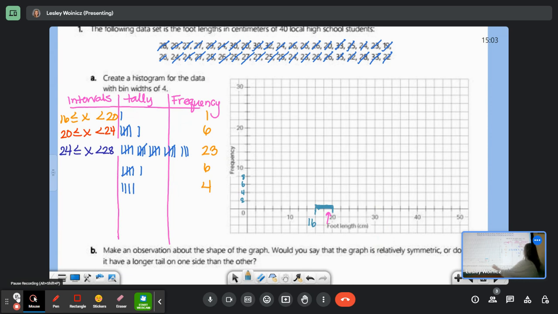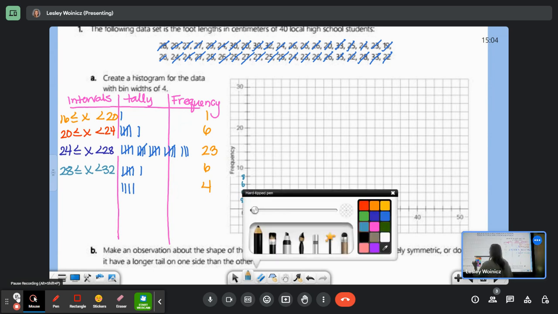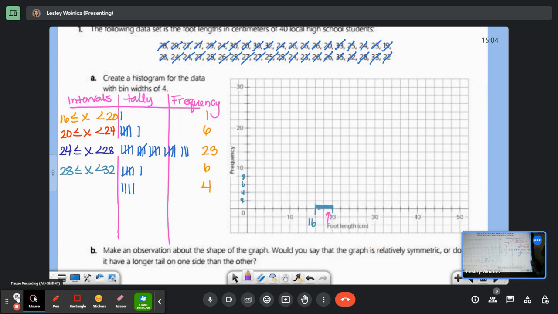Okay, next bin. 28 is less than or equal to x is less than 32. Last bin: 32 is less than or equal to x is less than 36. Now I'm going to make my bins match my colors. So 16 is here. It goes to 20, but it does not include 20. It just comes up to 20.